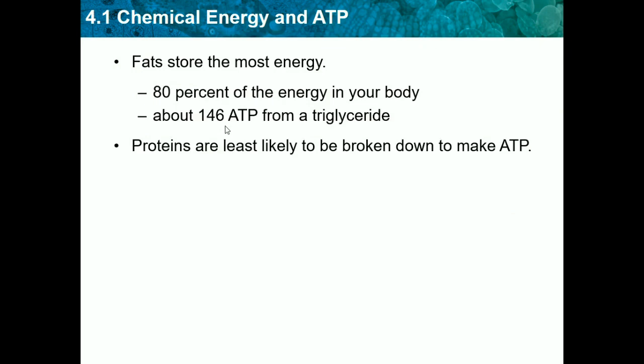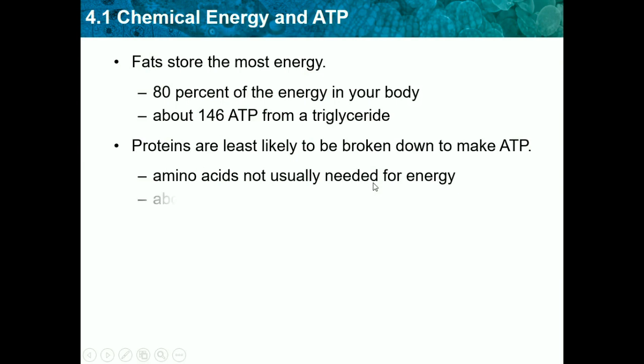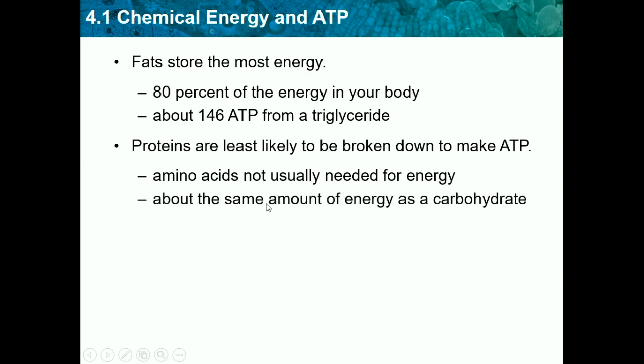Proteins are least likely to be broken down to make ATP, because they can be used as other things. Amino acids are not usually needed for energy, and if we remember, amino acids are what make up protein, but sometimes we might use them. They give about the same amount of energy as carbohydrates, but amino acids can be used to make protein, so our body doesn't really use them that much for energy. We'd rather use carbohydrates or lipids.